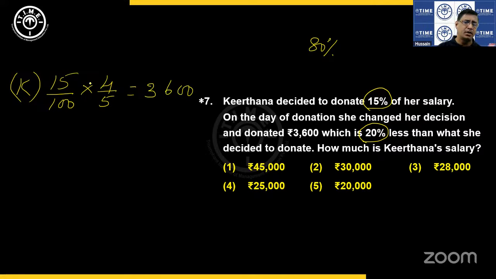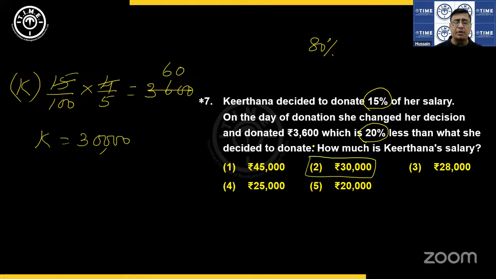Simplify this. The product of 4 and 15 is 60. 60 goes how many times in 3,600? 60 times. 5 into 60, 300. 300 into 100, that is 30,000. Now the right choice is option number 2. The second choice is the right answer.